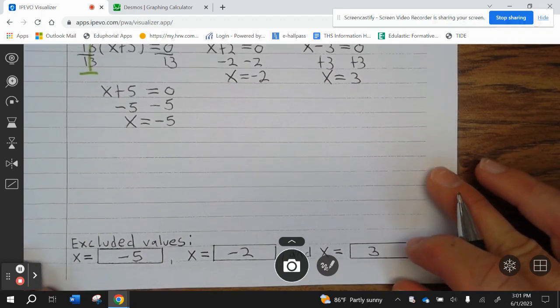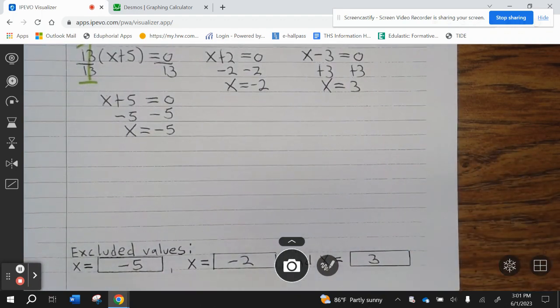All right, go ahead and finish up the example. Start working on the assignment and have a wonderful Wildcat day.